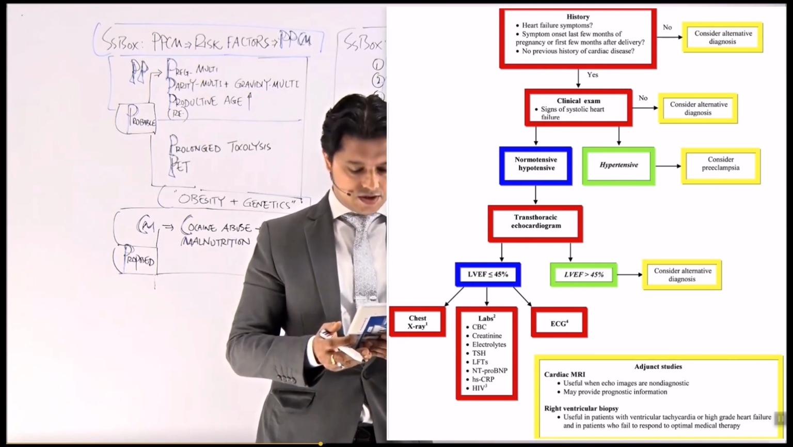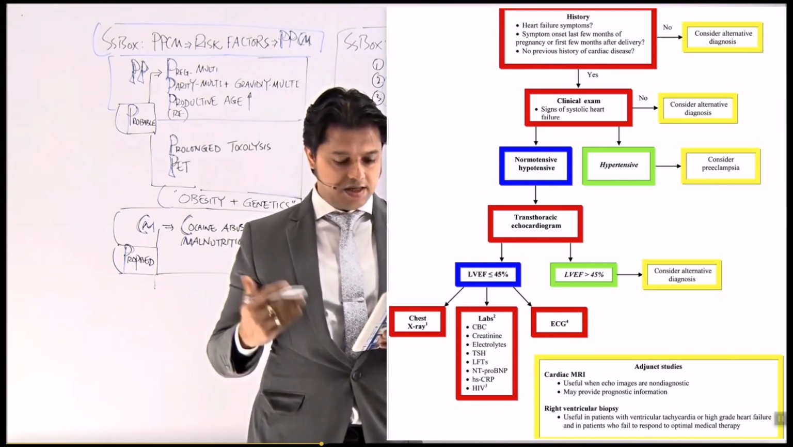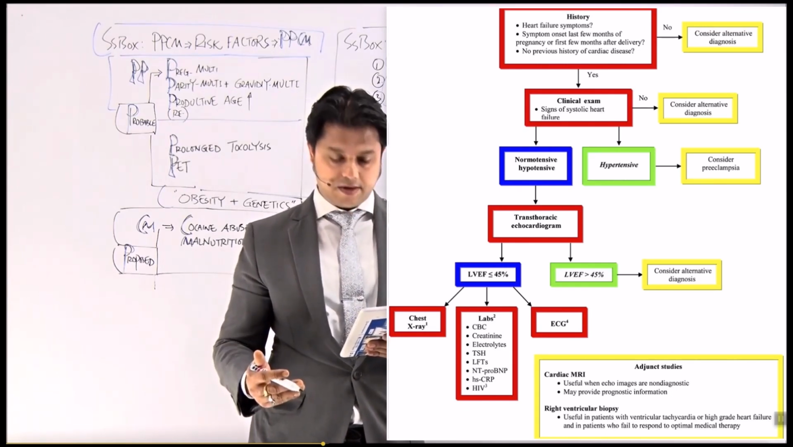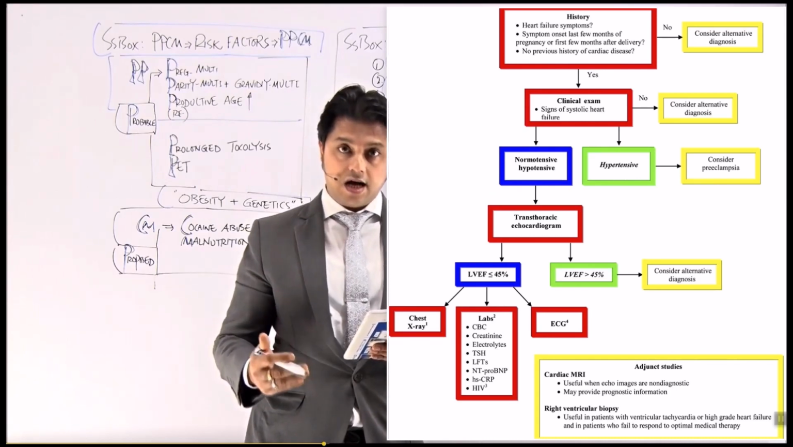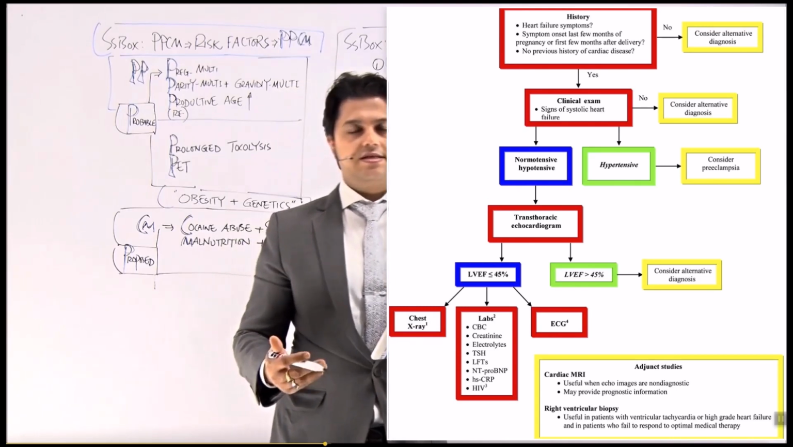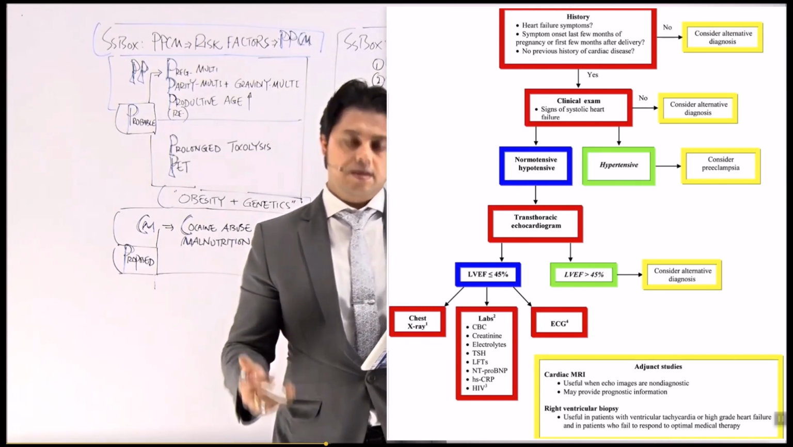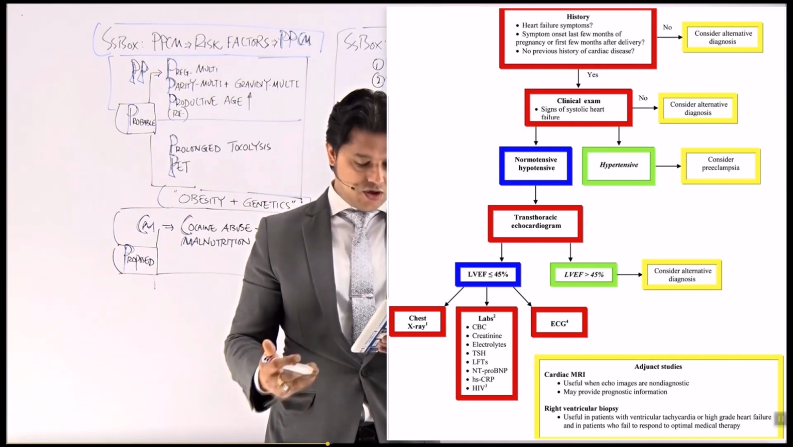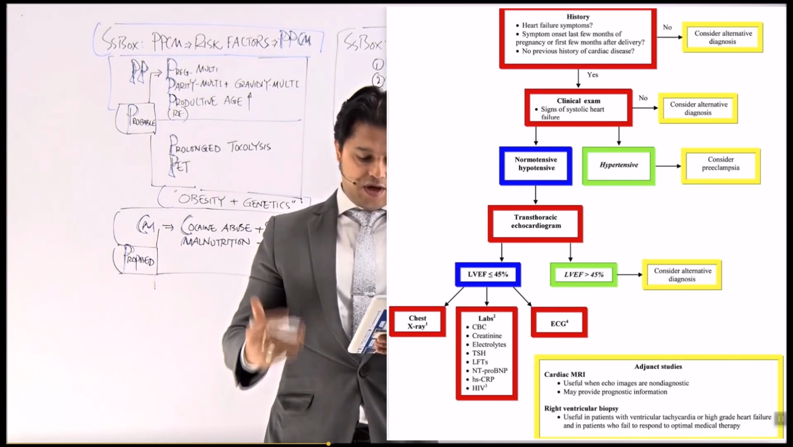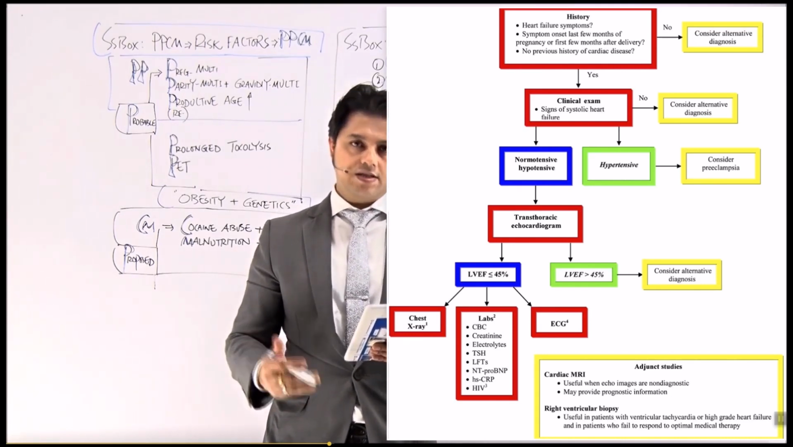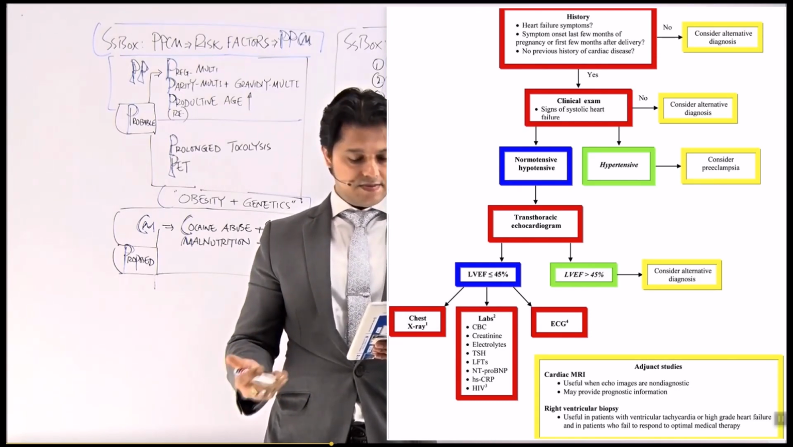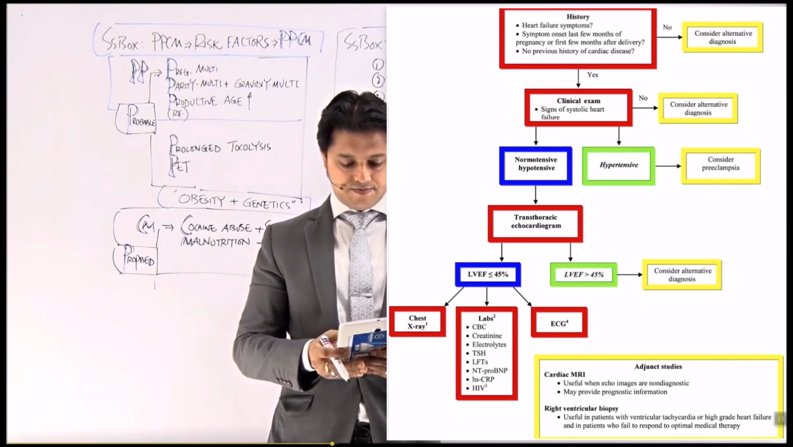Adjunct studies are written in your notes. Cardiac MRI is useful when echo images are non-diagnostic. It may provide prognostic information. So circle the cardiac MRI, we call it CMR, when echo images are non-diagnostic. In that case, we can do the cardiac MRI. Right ventricular biopsy is useful in patients with ventricular tachycardia or high-grade heart failure in patients who fail to respond to the optimal medical therapy. So circle the fail, circle the medical therapy. Yes, having the VT, circle. Yes, we should do the right ventricular biopsy.